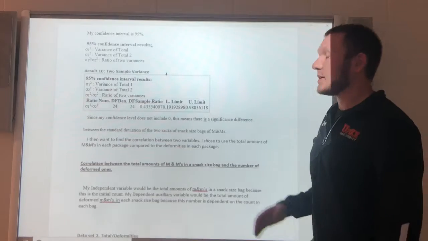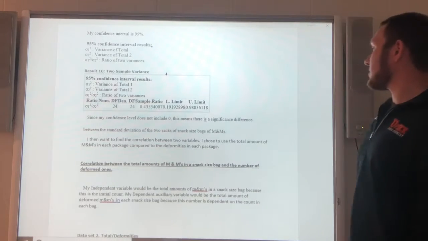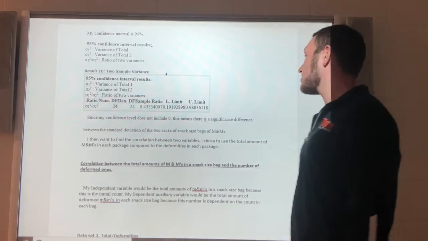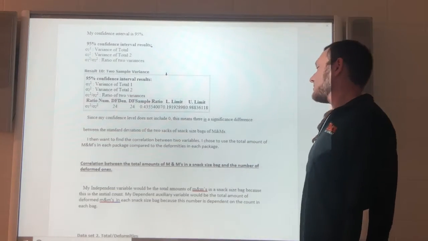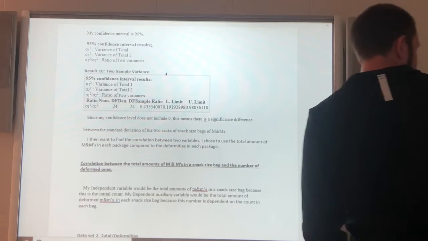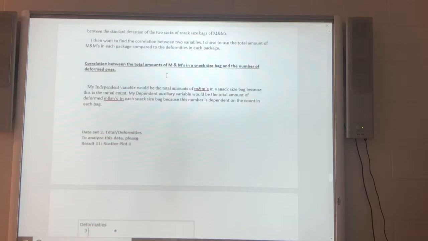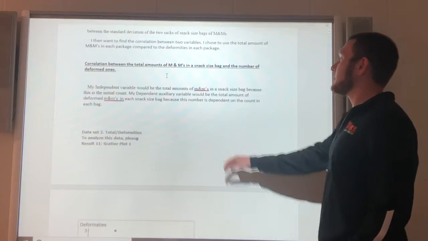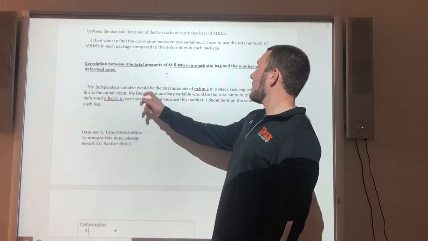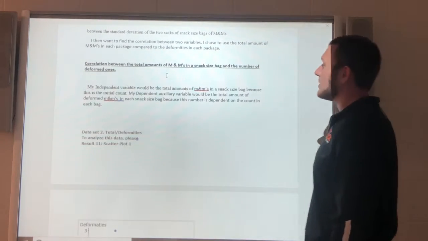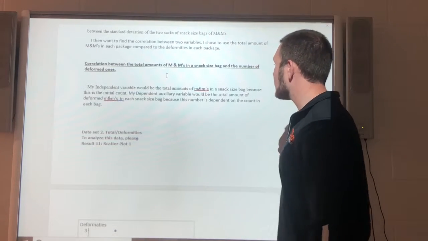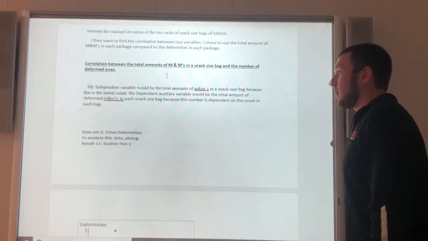I then wanted to find the correlation between two variables, which I chose to be the total amount of M&Ms in each package compared to the deformities in each package. My independent variable would be the total amount of M&Ms in a snack size bag, because that is the initial count, where my dependent variable would be the total of deformed M&Ms in the snack size bag, because this is dependent on the count in each bag.